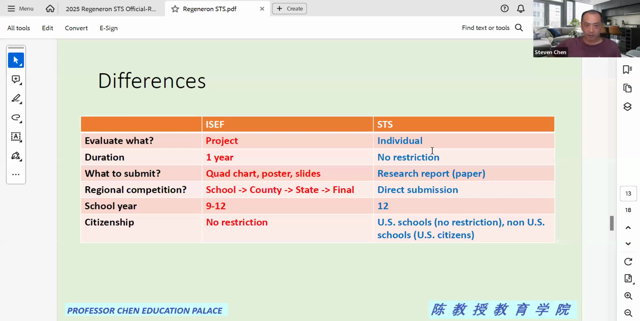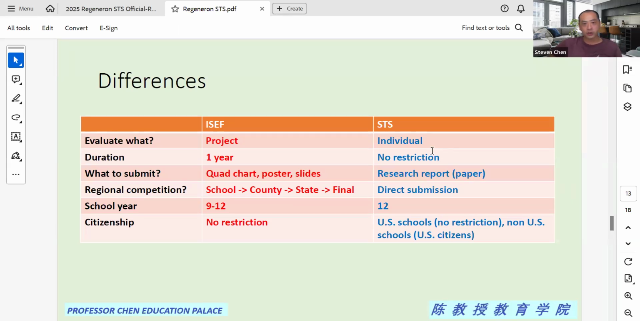And the fourth dimension of the distinction is about the competition process. For SF, it's hierarchical. Which means that you start typically from the school level, and then you go to the county level. Sometimes you go to the state level and the final international science fair, right? There are multiple steps. But for STS, it's not the case. You make the direct submission to the Regeneron STS committee. Okay, so there's no such intermediate steps.